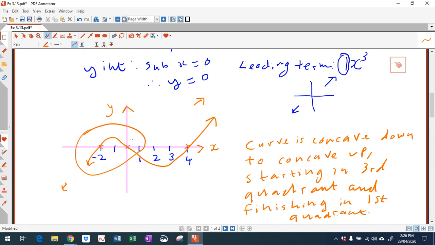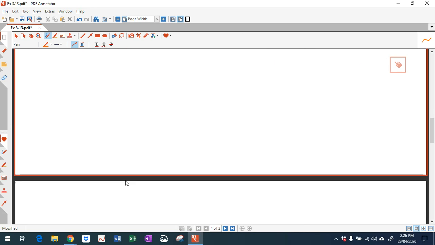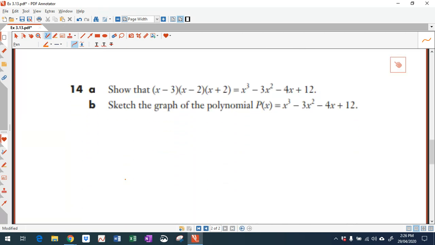You could also say there is a local maximum. Now, we don't know exactly where the local maximum is. We don't know exactly where the point of inflection is, so it's hard to say exactly where these points are. But if you're talking about the shape, we're just talking about the concavity of the curve. Now, let's look at question 14.